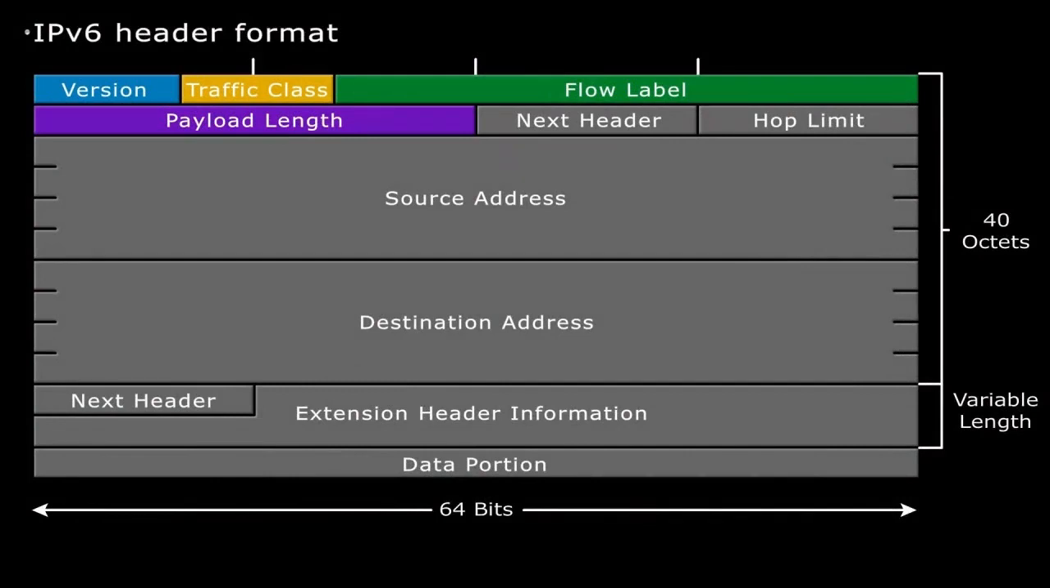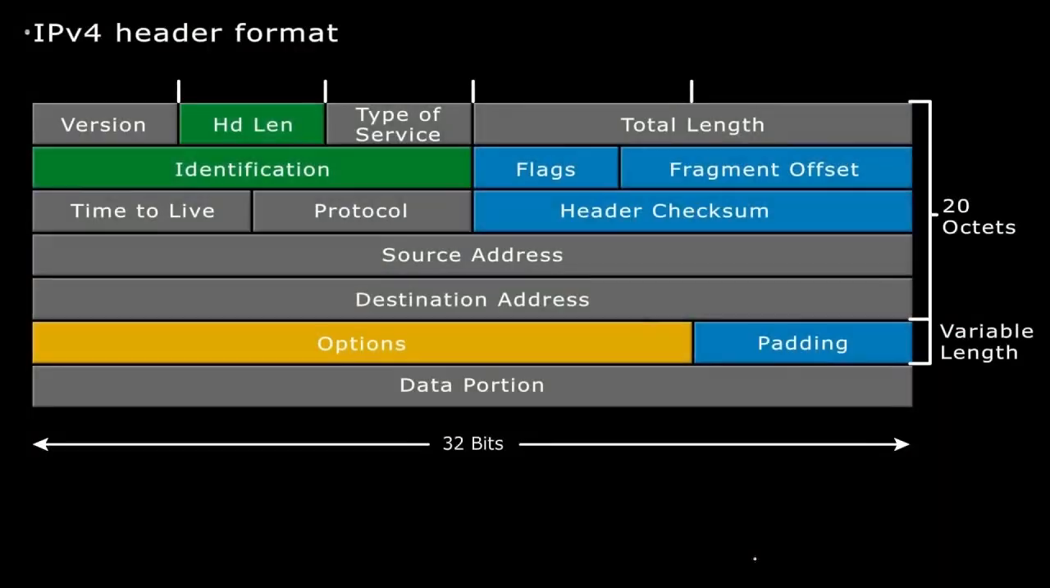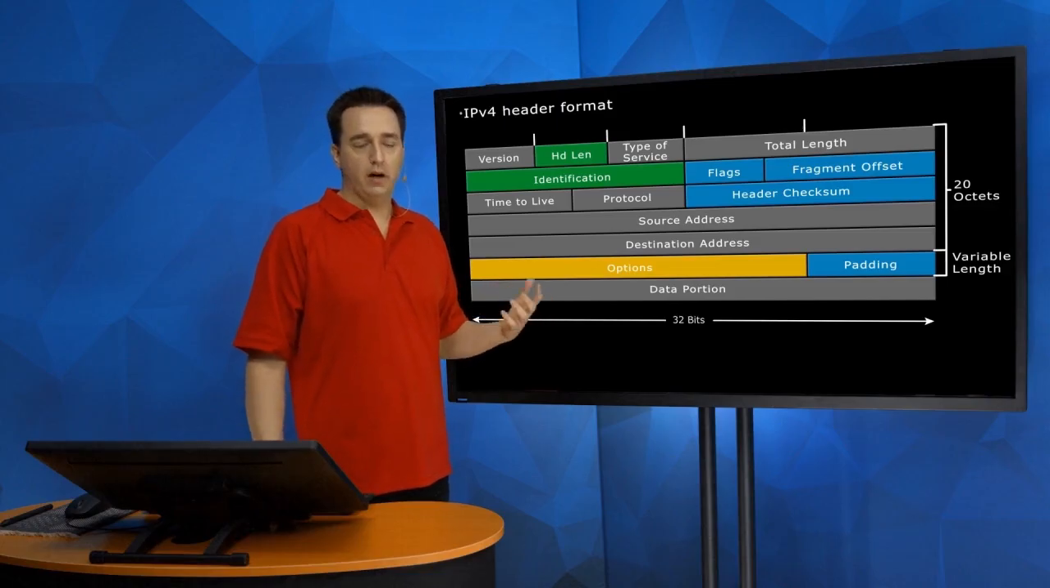But notice something's missing now, right? There's something missing between version and traffic class. We go back here, we had a header length. So we're not going to keep track of the header length in this particular case. There's no need to for IPv6. Why? Because our header length is variable.